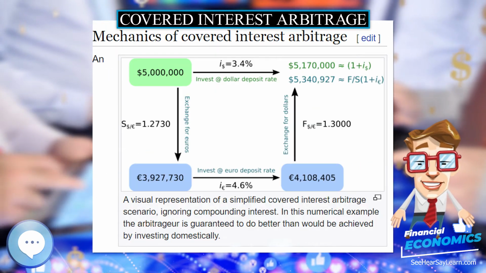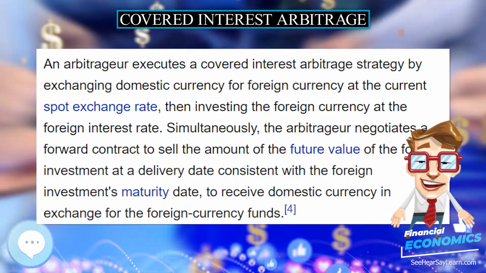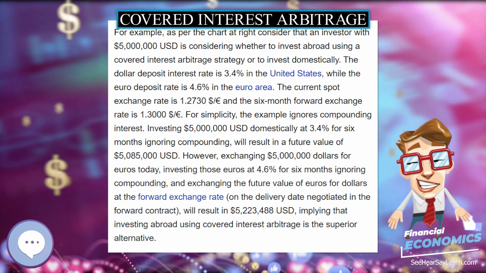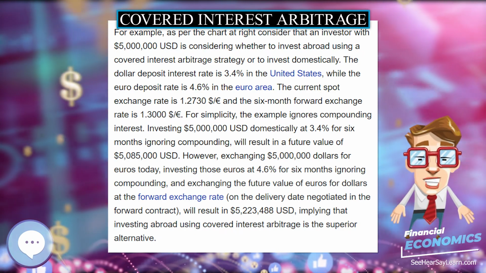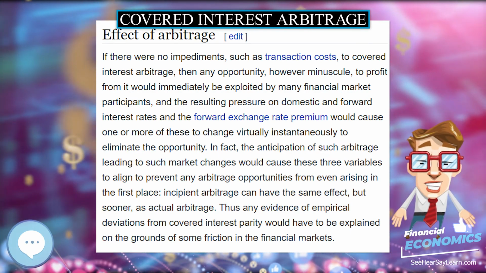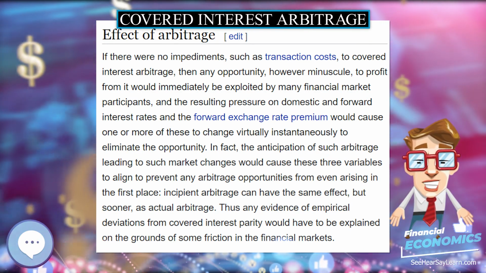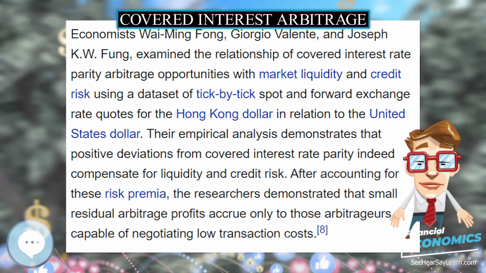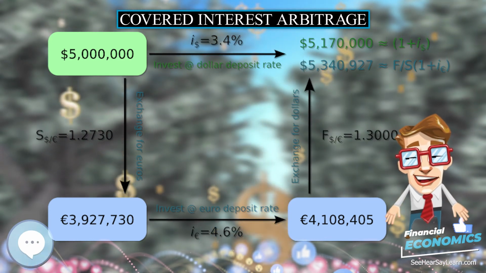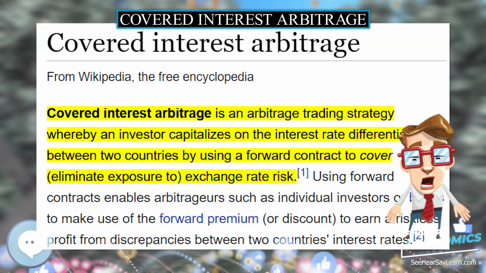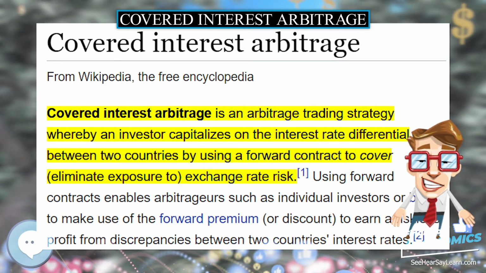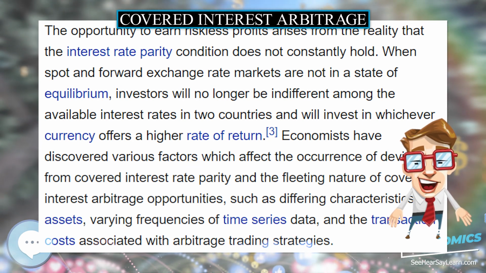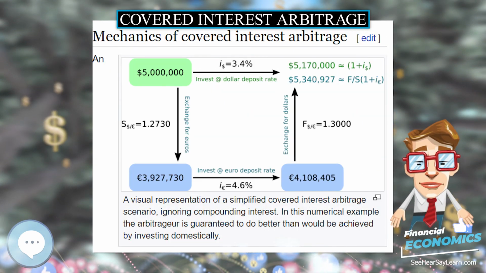Economists Wai-Ming Fong, Giorgio Valente, and Joseph K.W. Fung examined the relationship of covered interest rate parity arbitrage opportunities with market liquidity and credit risk using a dataset of tick-by-tick spot and forward exchange rate quotes for the Hong Kong dollar in relation to the United States dollar. Their empirical analysis demonstrates that positive deviations from covered interest rate parity indeed compensate for liquidity and credit risk. After accounting for these risk premia, the researchers demonstrated that small residual arbitrage profits accrue only to those arbitrageurs capable of negotiating low transaction costs.